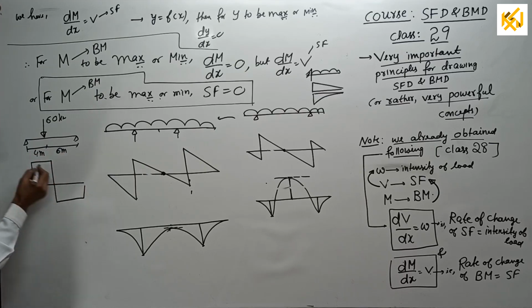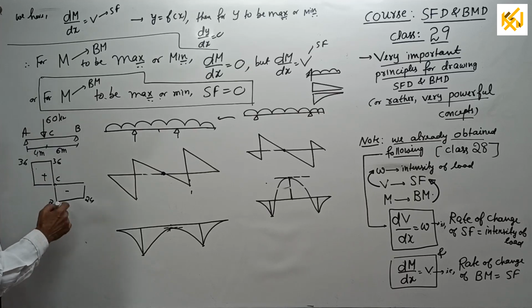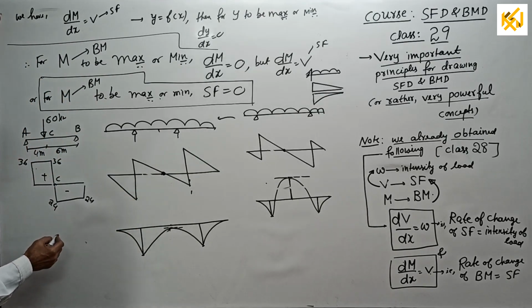It will come like this. 36 here, and this is also 36 here, 24 here, 24 here, plus and minus. If I take the point A, I take the points B and C, this is the point C. This is the shearing force diagram. Now draw the bending moment diagram.